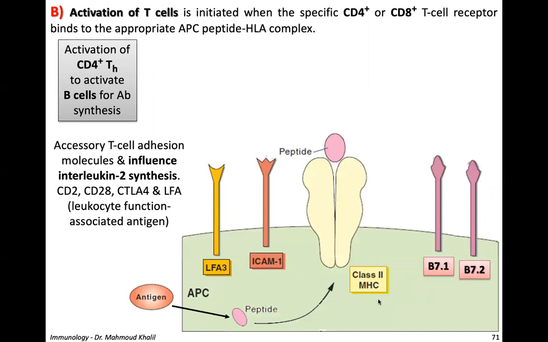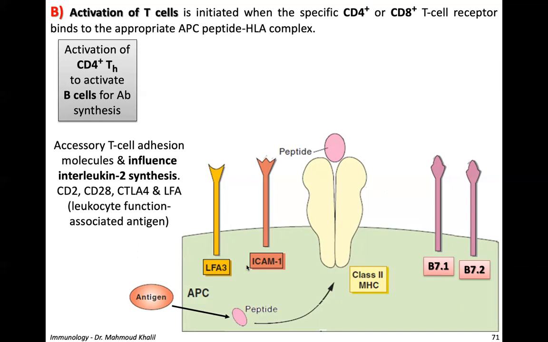So you see here, assume this is the surface of the antigen presenting cell, and the antigen is internalized, processed inside the antigen presenting cell, and expressed on the surface together with class 2. We can see there are a number of accessory receptors on the surface of the antigen presenting cell, and each of these receptors has a specific role. We have LFA3, ICAM1, B7.1 and B7.2. As we all know, this will soon be recognized by the T helper cells.